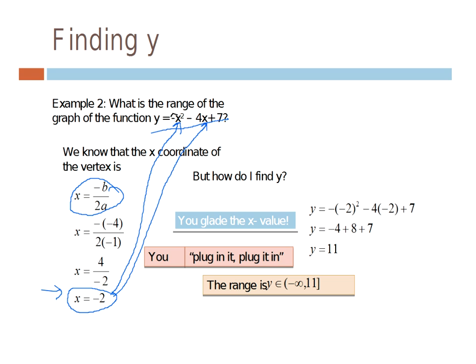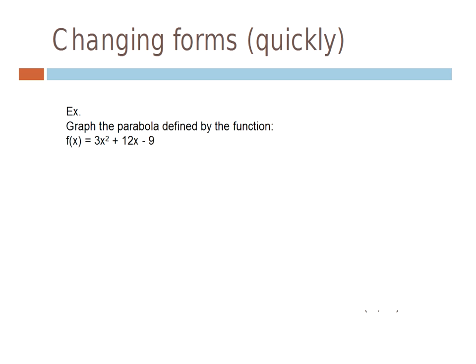Now you'll notice here that there's a negative sign in front of the x squared, so a equals negative 1. This means that there's been a reflection. And since there's a reflection, the graph's going to go from negative infinity to 11. So now we have a very quick way of finding the vertex. x equals minus b over 2a, plug it in. And that means that we can change these forms very quickly.